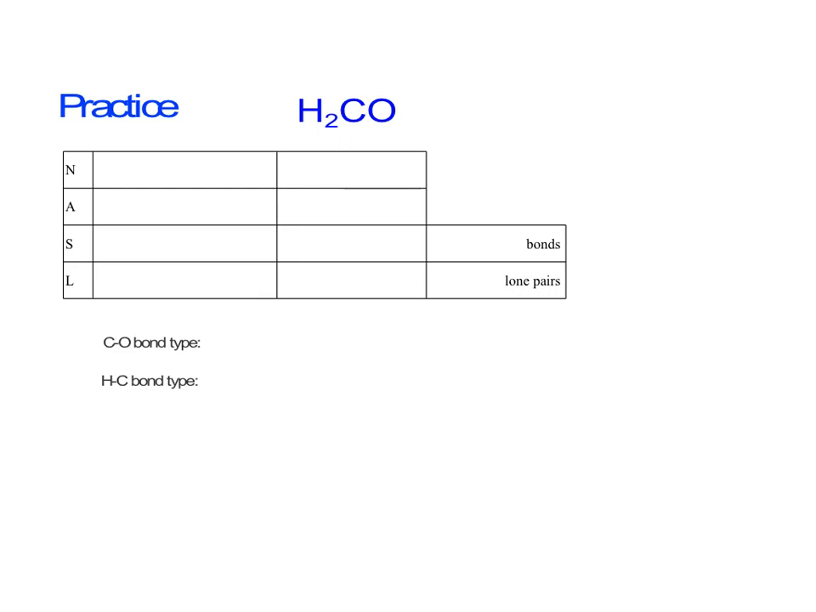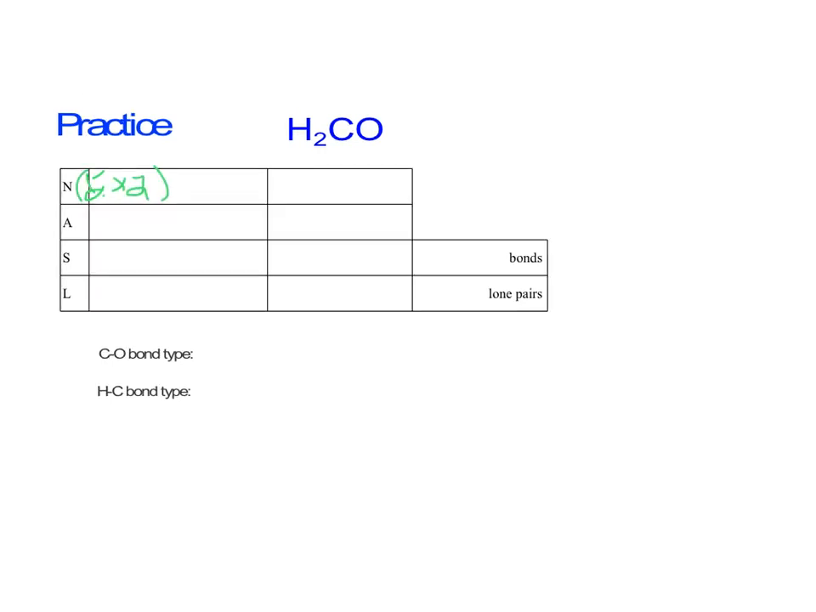Next, we've got another one, H2CO. So we need to go through and do our NASL calculations. N stands for needed. There's two hydrogens. Each of them needs two. Remember, that's an exception. So I've got two times two here. Then I've got a carbon that needs eight, and an oxygen that also needs eight. So that's four plus 16. That gives me a total of 20 that are needed.